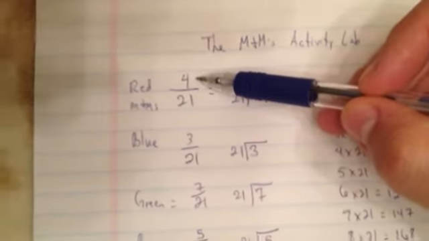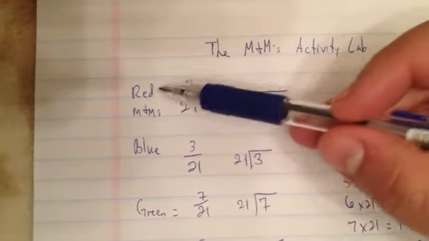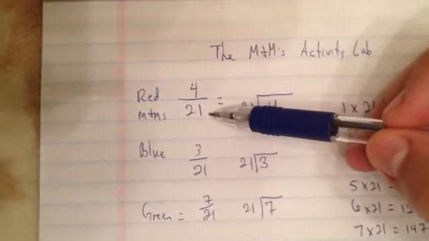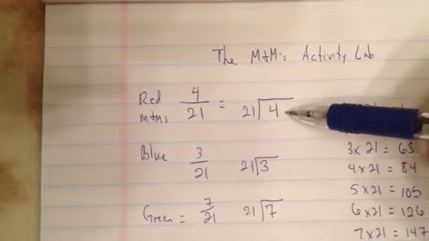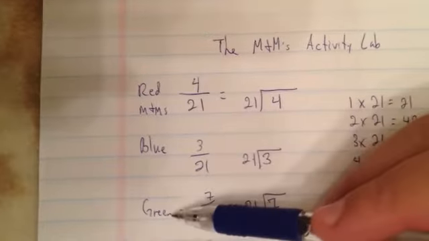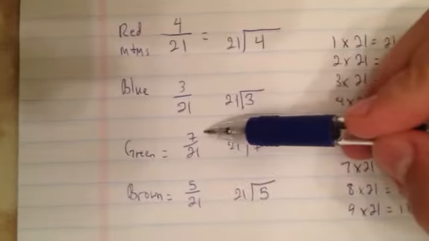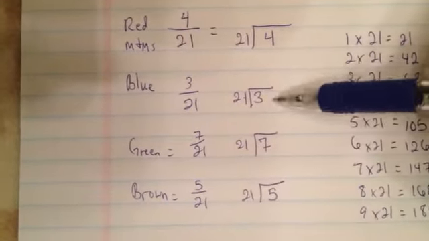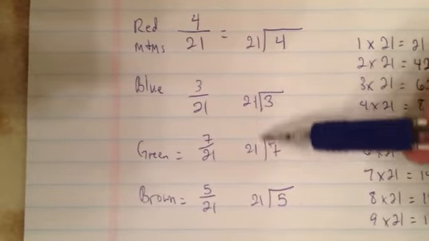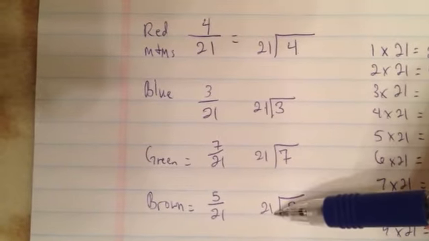with this concept. So let's say you had four red M&Ms out of 21 total. To change that to a decimal, you have to divide. The top number goes in, the bottom number goes out. And if you had 3 blue and then 7 green and perhaps 5 brown, you have to do the same thing to each one of those. You have to do each one of those as a division. And notice that each one of these divisions has to be divided by 21.